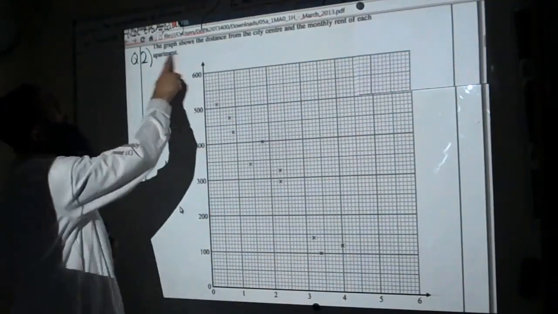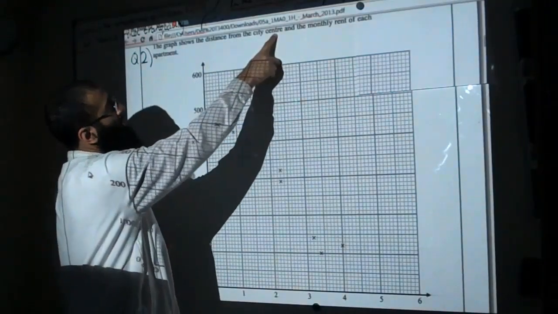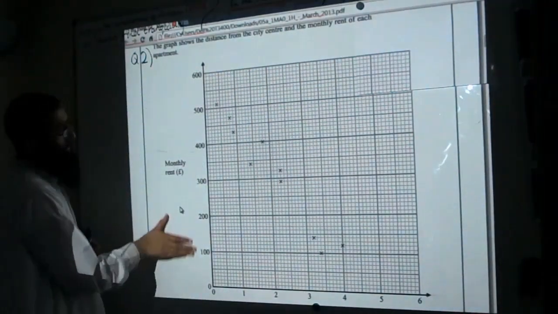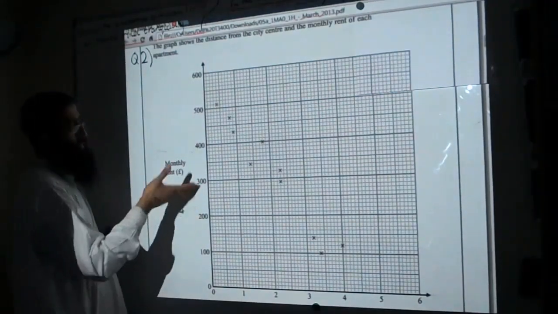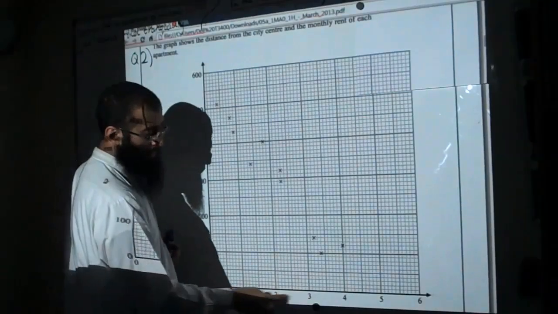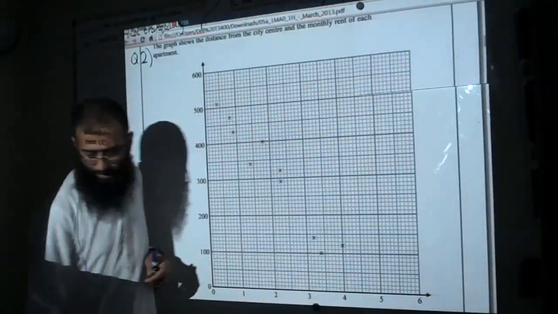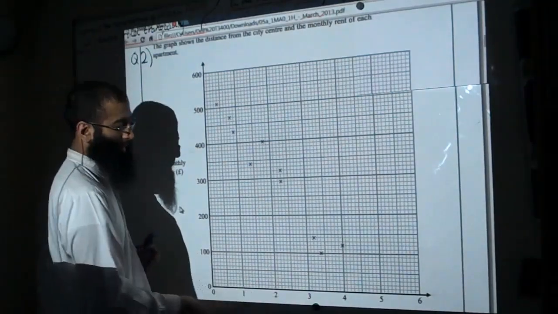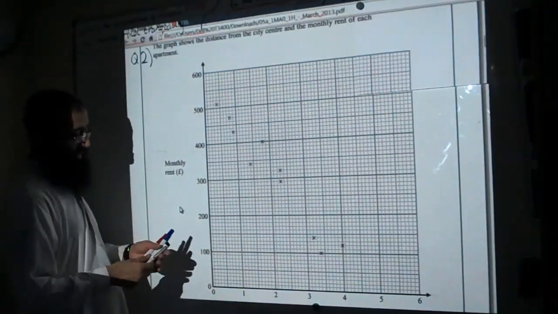The graph shows the distance from the city centre and the monthly rent of each apartment. So we have the monthly rent along here, 100, 200, 300, 400, 500, 600. On the bottom we have 0, 1, 2, 3, 4, 5 and 6 kilometers. The bottom one is the distance from the city centre. We just about got it into the scale.